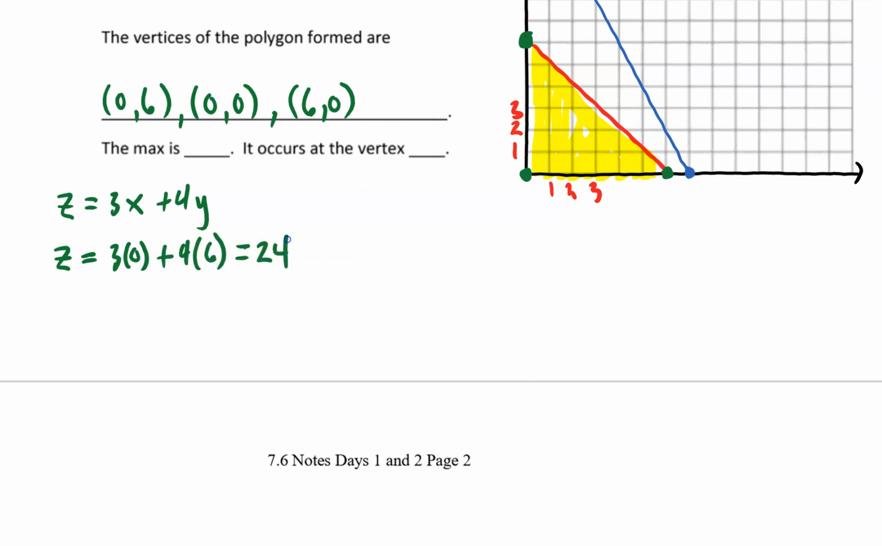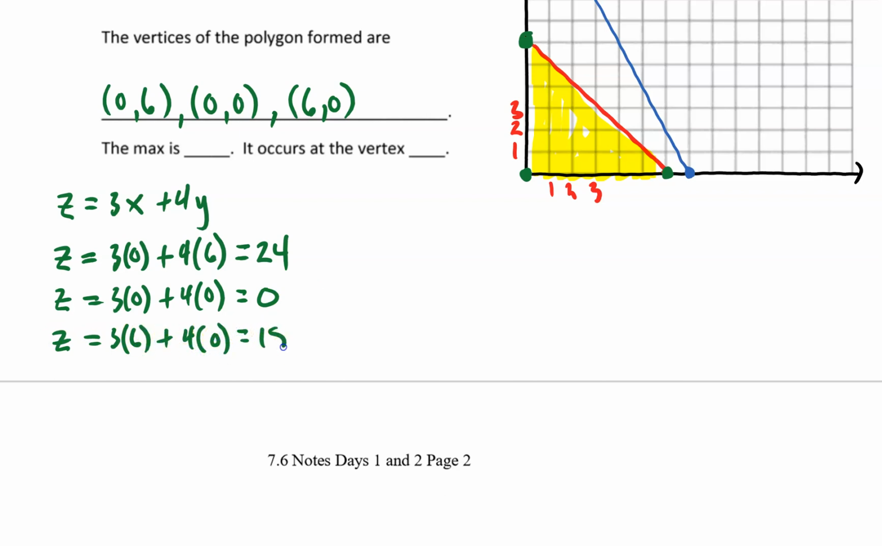That gives you 24. This one would be 3 times 0 plus 4 times 0. Well, that's going to give you 0. And then the last one is going to be 3 times 6 plus 4 times 0. That gives you 18. This is the largest one, so the max is 24. And it occurs at which vertex? Well, it occurred at (0, 6). So that would be the values for all of those.